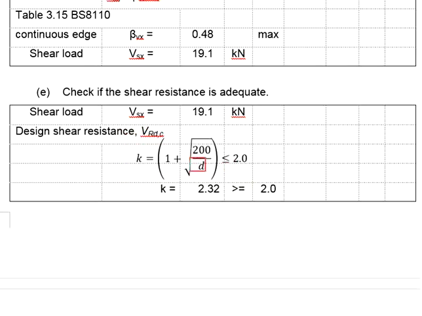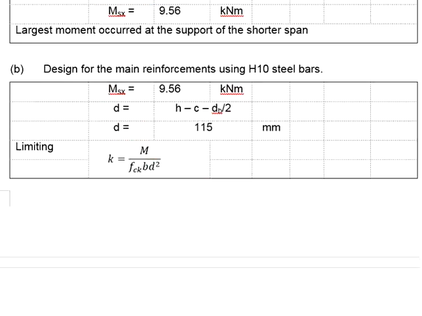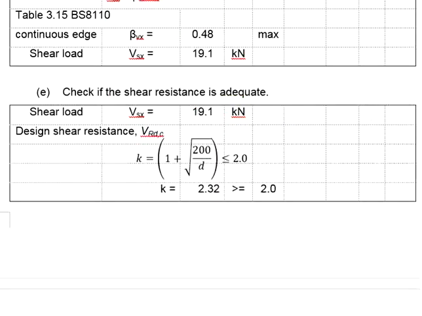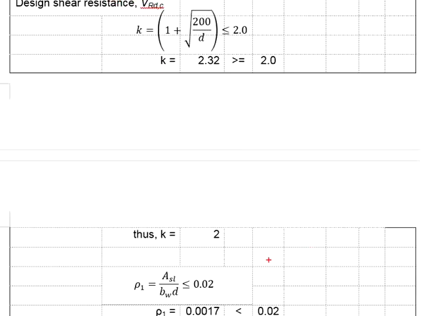The K is a function of the effective depth. This we have calculated earlier on, which is equal to 115. Substitute it into the equation, you get K equals 2.32. It is greater than 2.0. The equation tells us that K should not be more than 2.0. Therefore, we will just use K equals 2.0.